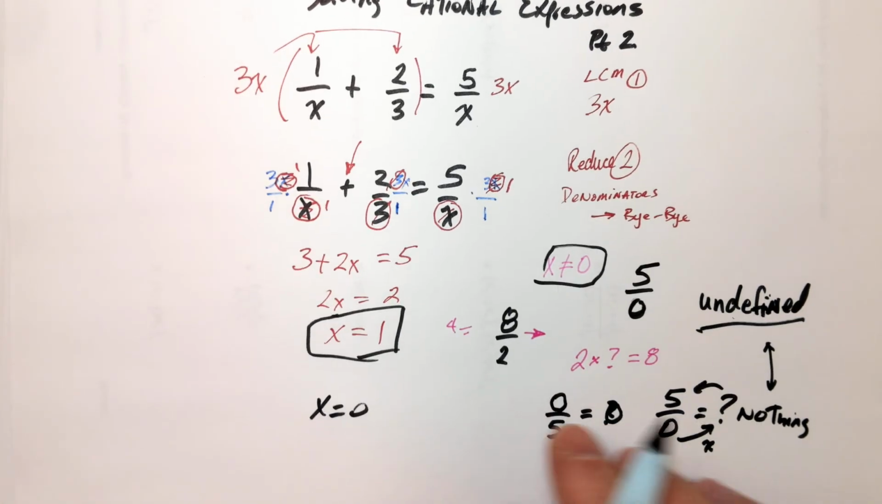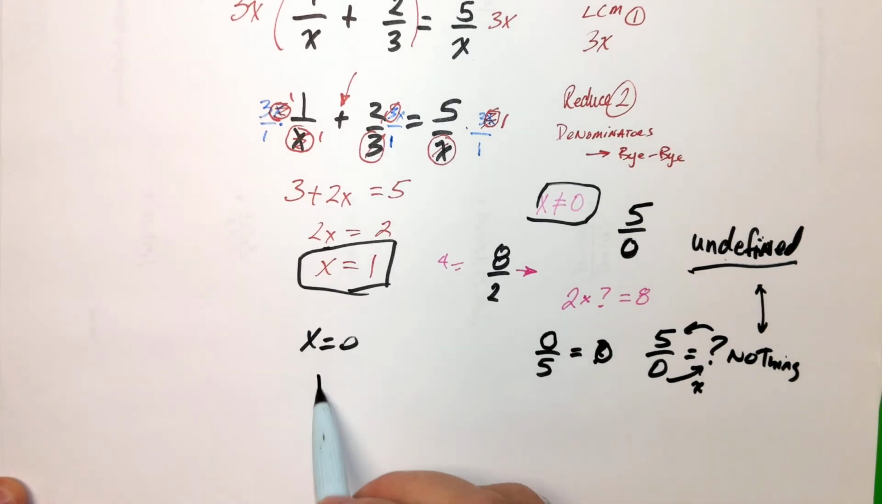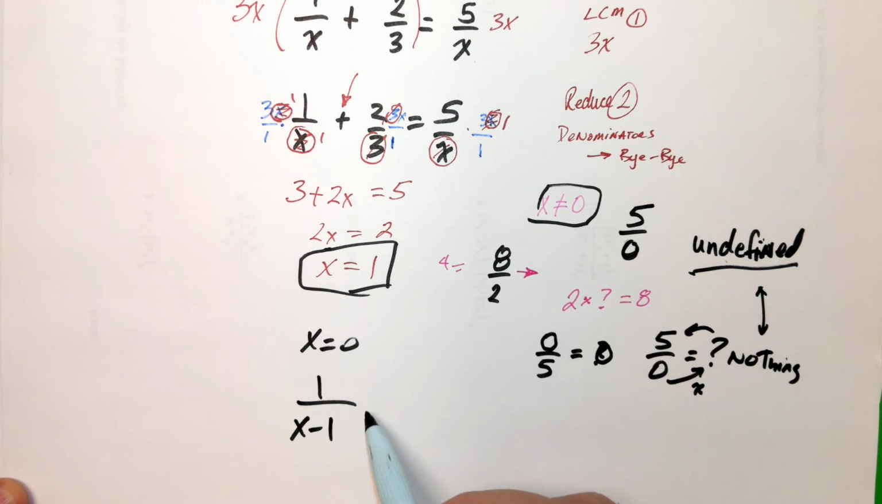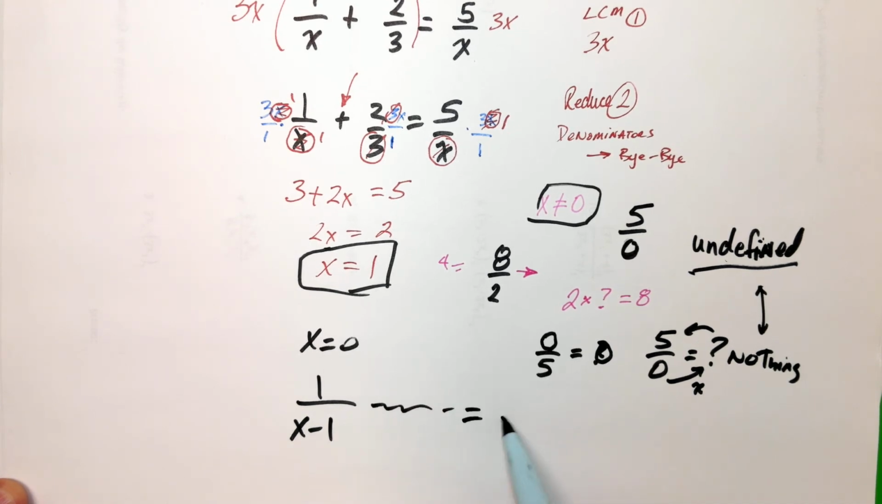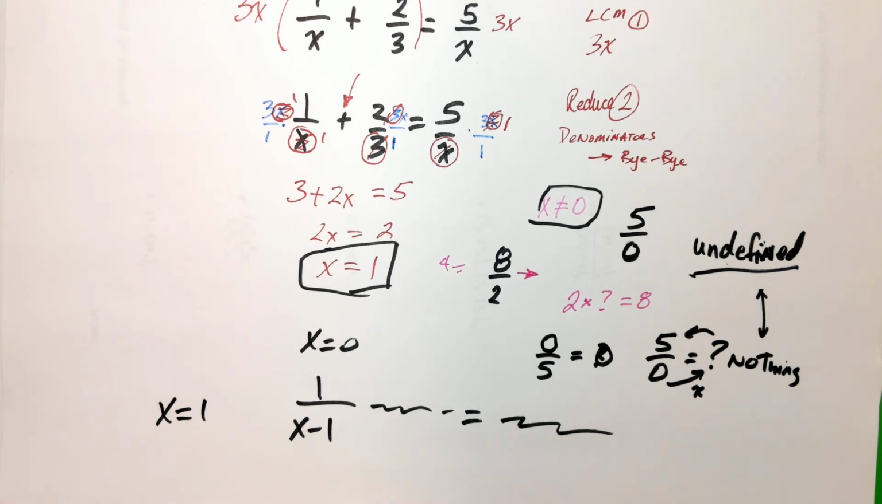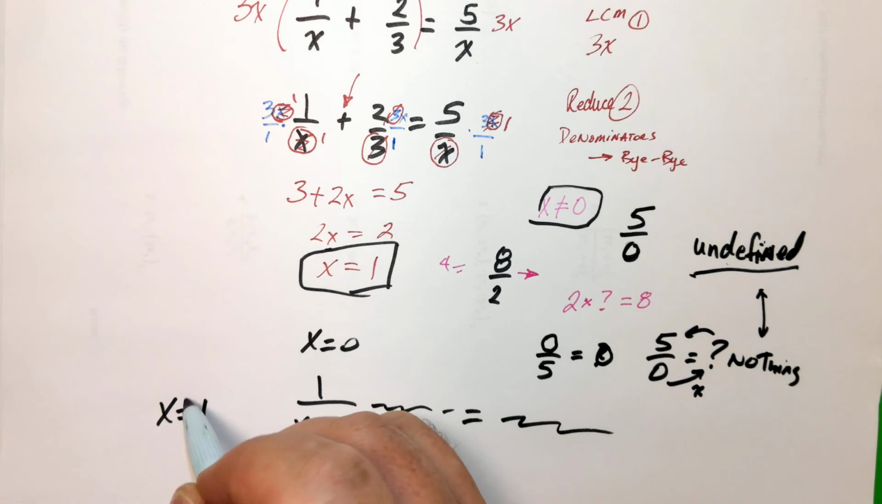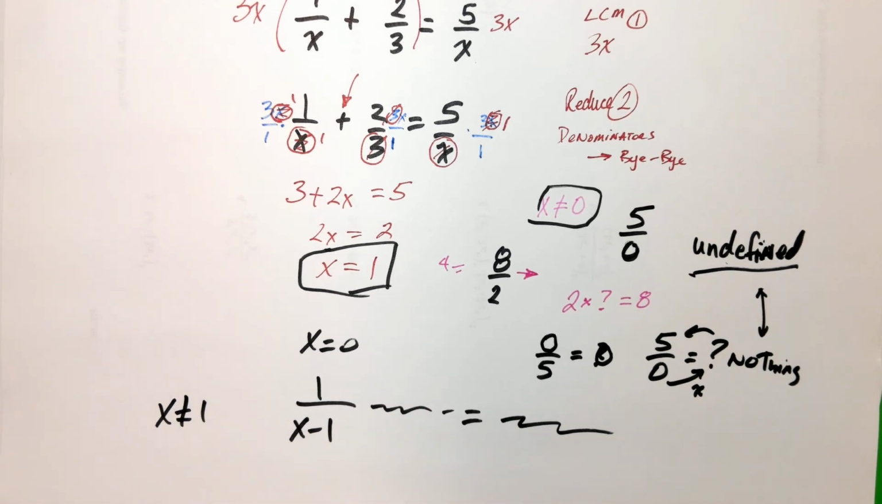Or, check this out. Sometimes you might end up with something like this, and you get a whole bunch of other equations. Here, x could be 0, but what x couldn't be is 1. So you always got to be careful of that.